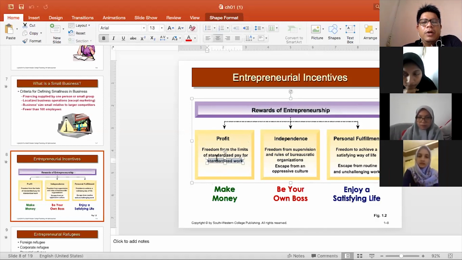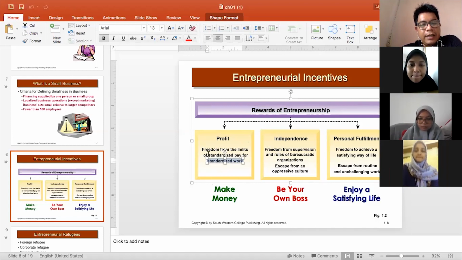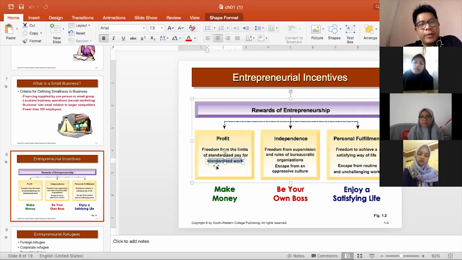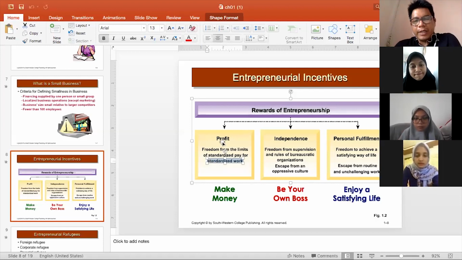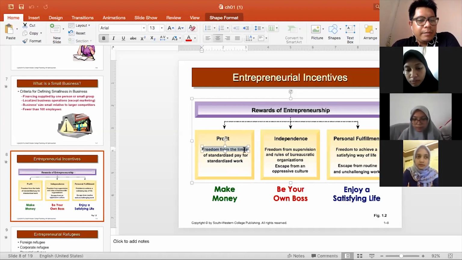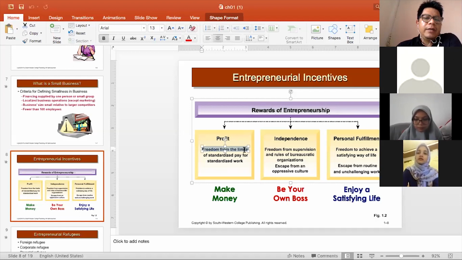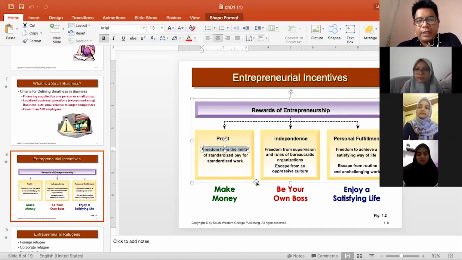If you work in the bank, you have a standardized salary, of course. They pay you as a teller or supervisor, right? Standardized work, you are a supervisor, so you have a standardized pay. They need to pay you maybe 5 million rupiah or something. But as an entrepreneur, there is freedom from the limits. You can make more profit with your skills. It's unlimited.